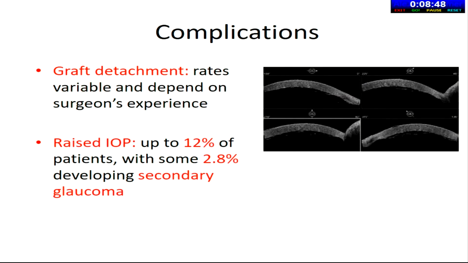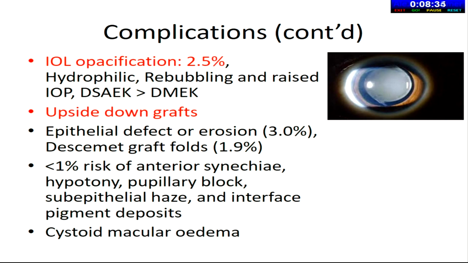Complications, of course, include graft detachment, and the rates depend on the surgeon's experience. Raised intraocular pressure, with up to 3% developing secondary glaucoma. There is the possibility of IOL opacification, especially with hydrophilic lenses, and especially following repeated rebubbling and raised intraocular pressure. Then we're on to upside-down grafts and other complications, as you can see further on the chart.